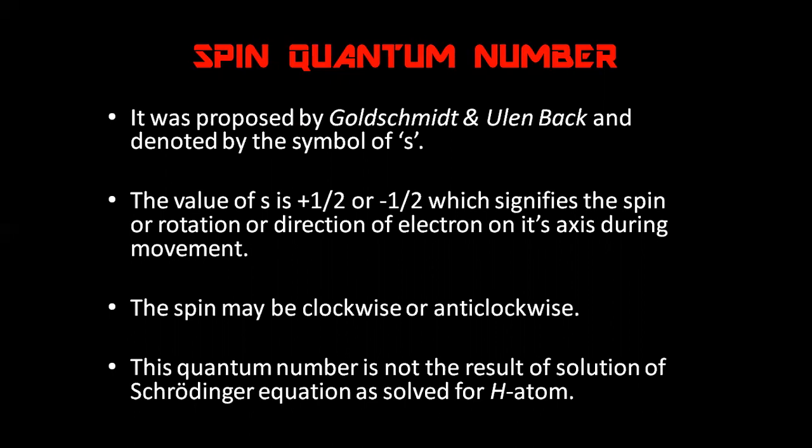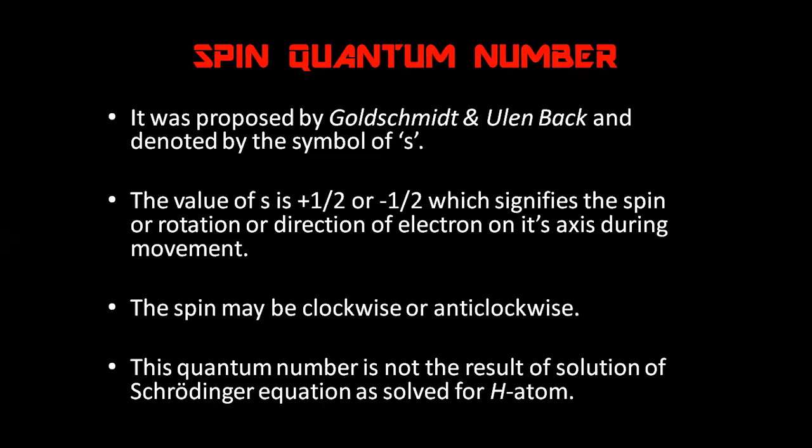So there are 4 things which you must have, or 4 numbers: principal quantum number, azimuthal quantum number, magnetic quantum number, and spin quantum number. Principal quantum number gives you the number of the shell, or which shell the electron is present in. Azimuthal quantum number specifies which subshell the electron is located in. Magnetic quantum number specifies which orbital the electron is present in, and the spin quantum number specifies the spin, whether it is rotating clockwise or anti-clockwise in a particular orbital.